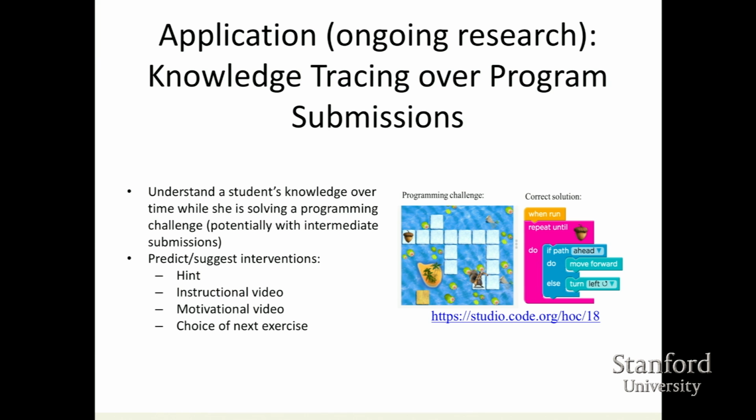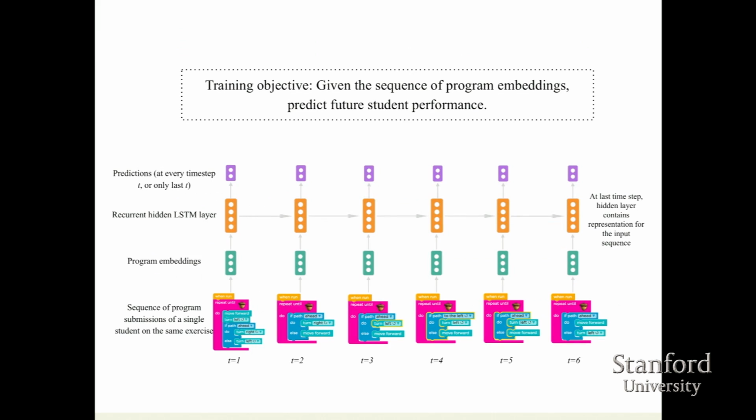So for example, one of the possible interventions that you might want to predict in an online course is when you should give a hint to the student. Should you show a motivational video right now? Or should you choose a different next exercise? In order to do that, given all these program submissions by the student, you convert them into program embeddings using the approach that we just saw. And then you can feed them into another recurrent neural network and predict future student success.